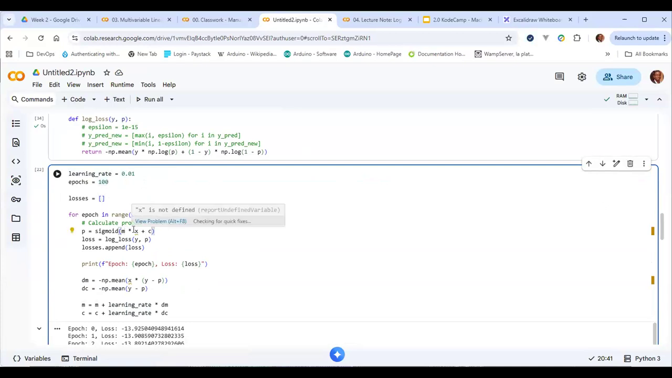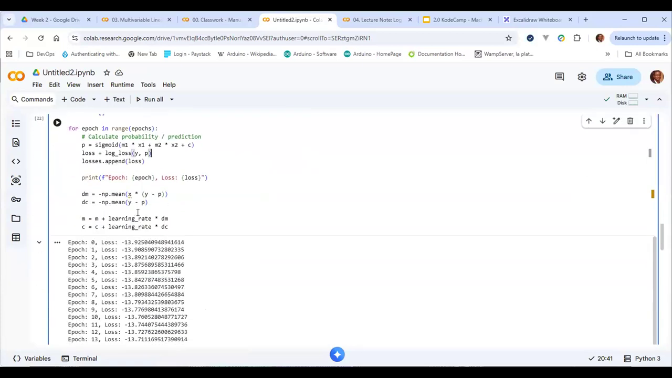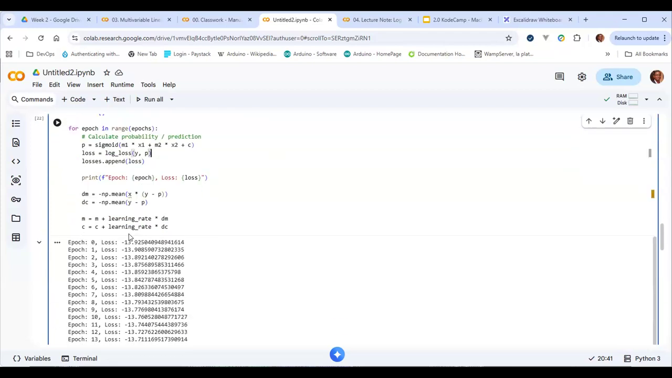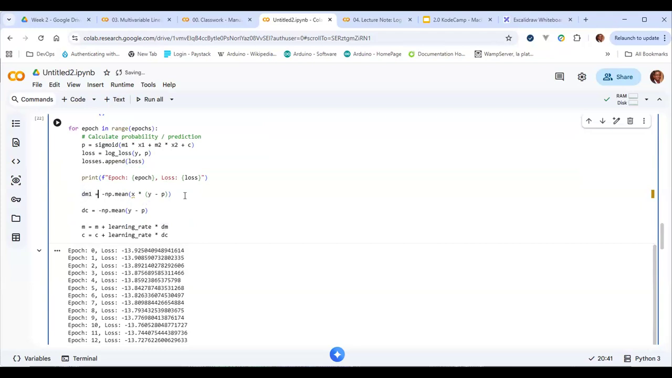So the calculation is now M1 times X1 plus M2 times X2 plus C, right? Everything else is more or less the same. So we have a loss, and then we have all the losses. Then we will have two gradients for M. We'll have dm1, the gradient for M1, which comes from X1 times the total loss, and then dm2, the gradient for M2, right? It's still the same. It's now going to be X2, right?